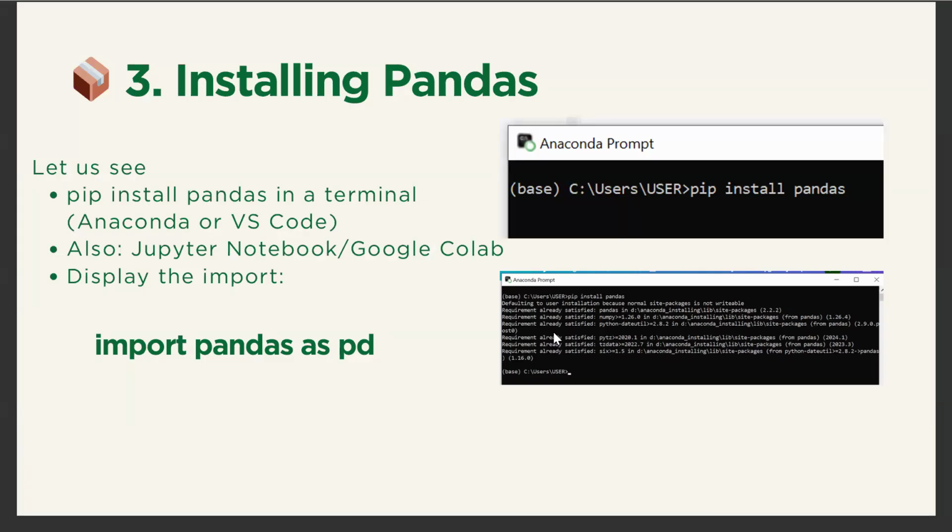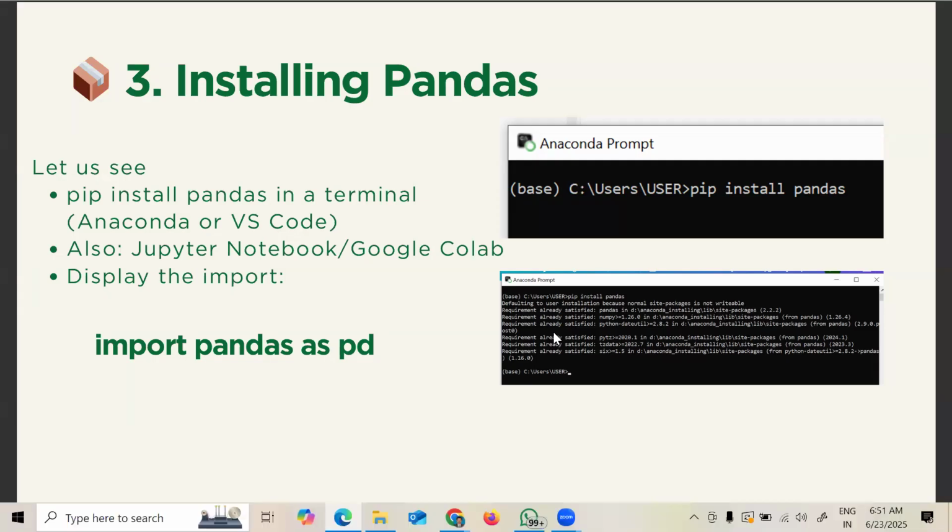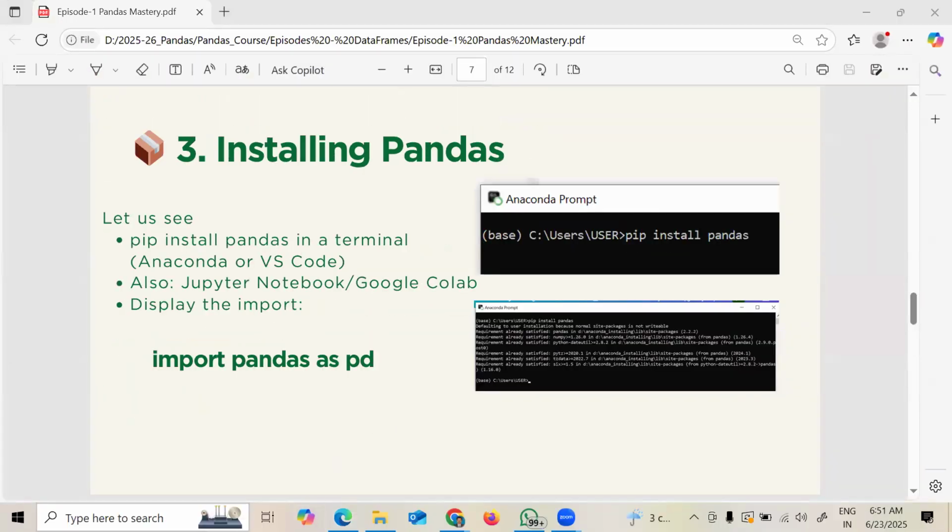Installing Pandas can be twofold. Number one, directly install Anaconda, and then open Anaconda. In that, you will find many editors. You can directly open Jupyter Notebook or Spyder, and then try to import Pandas and continue. But for installing Pandas, there is also a command called pip install pandas. So we will try to see in the Anaconda prompt what happens here.